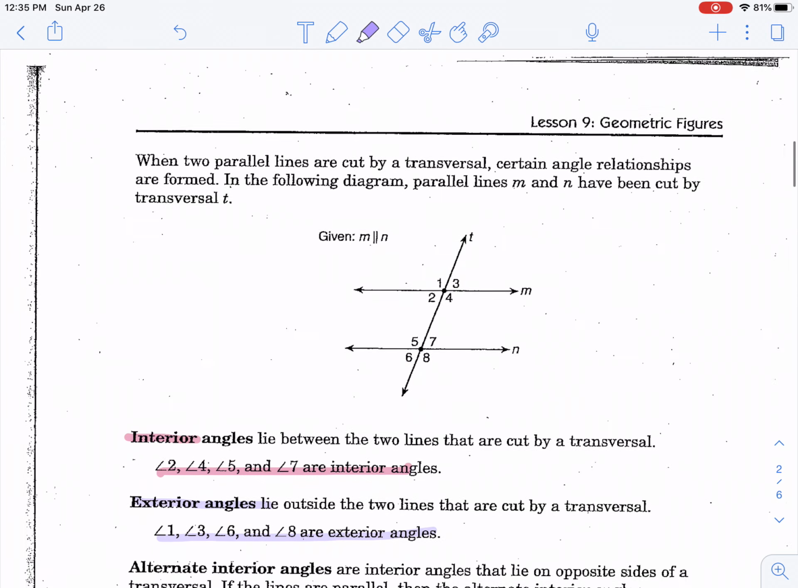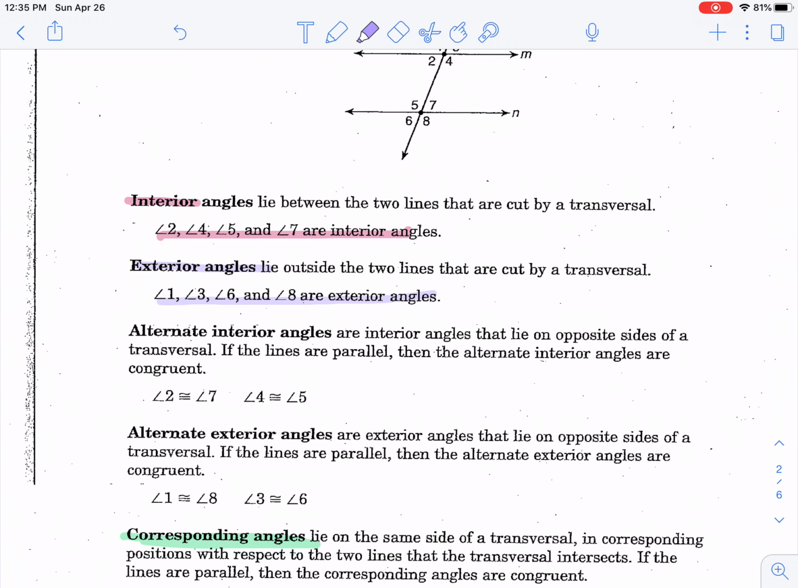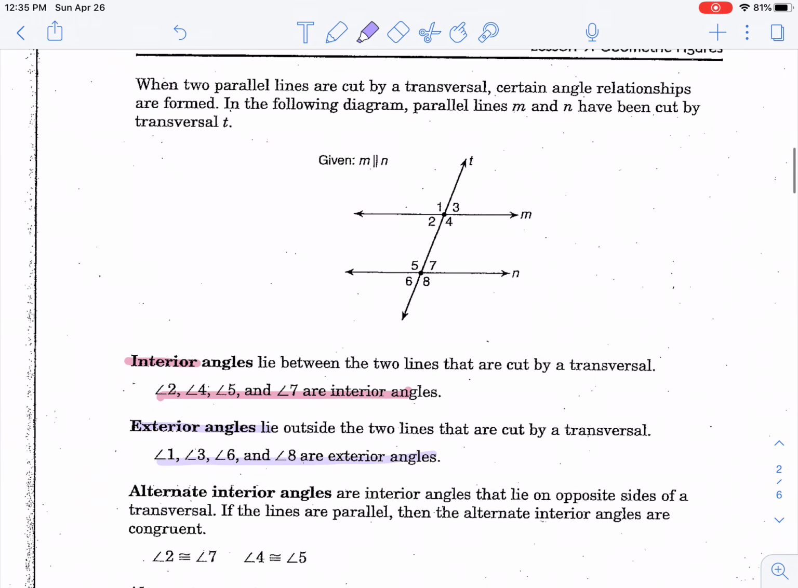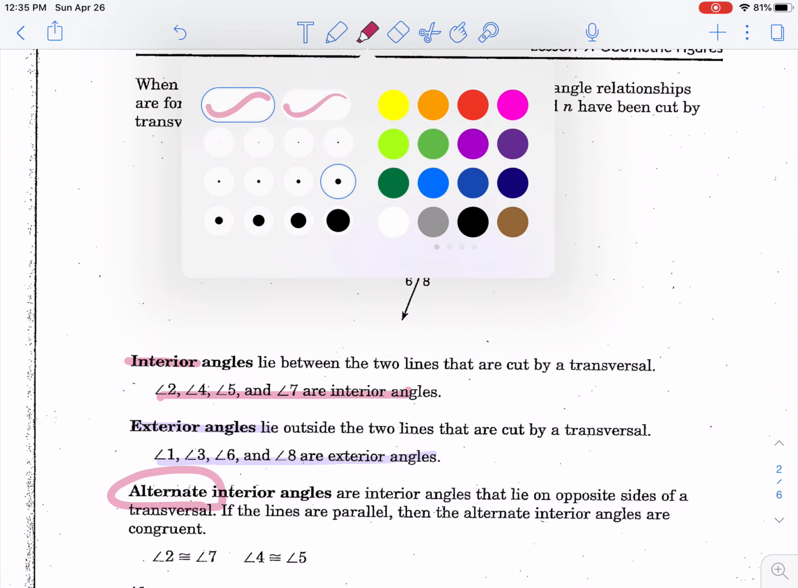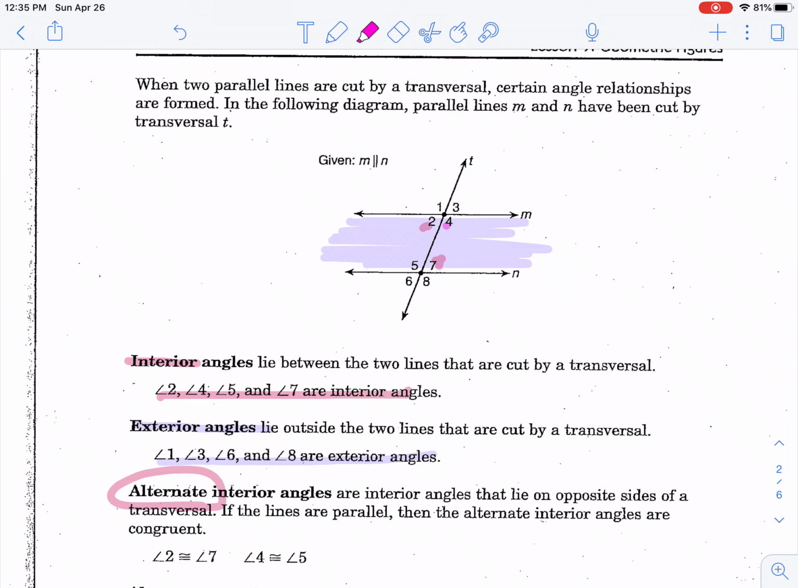Okay? So then it talks about alternate interior and alternate exterior. Alternate interior means, what does interior mean? Interior means the space here, okay? And angles that would be across from each other, because they're alternate of each other, would be 2 and 7. And then the other pair would be, I'm going to use a different shade of pink here, 4 and 5. Okay?